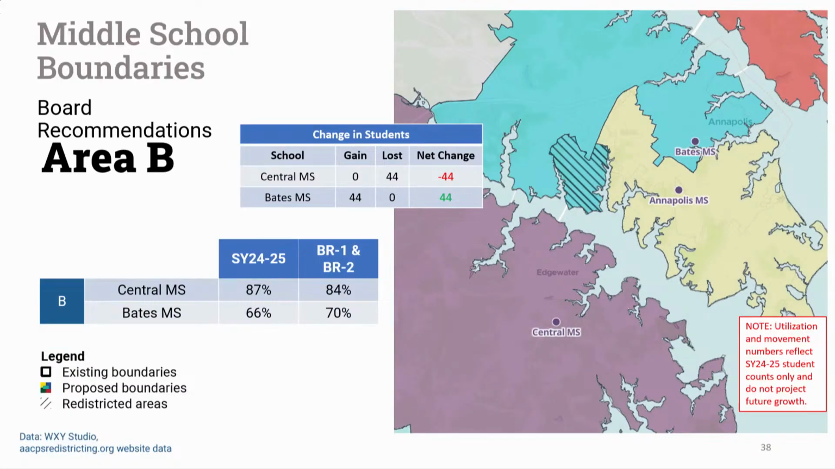In Area B, the boundary adjustment of 44 students in the Gingerville, Poplar, and Wiley Eleanor communities from Central Middle School into Wiley Bates Middle School in the Annapolis cluster reduces the utilization at Central Middle School to 84%, and increases Wiley Bates Middle School to 70%.